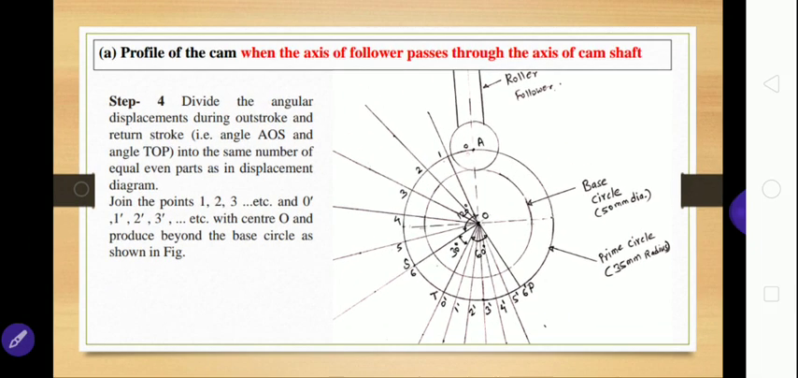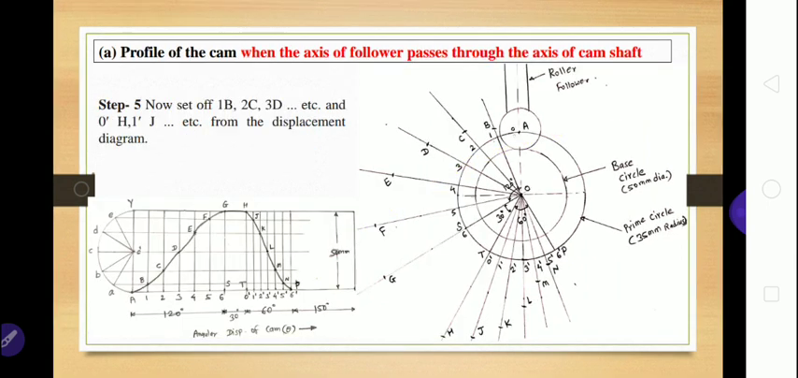This is our fourth step, and give the names to these points as 1 2 3 4 5 6 for the outstroke, and 0 dash 1 dash 2 dash 3 dash 4 dash 5 dash 6 dash for the return stroke. Next step, now whatever you have divided these outstroke and return stroke angles into 6 parts and extended the lines, on these extended lines you have to set out the displacements from the displacement diagram.